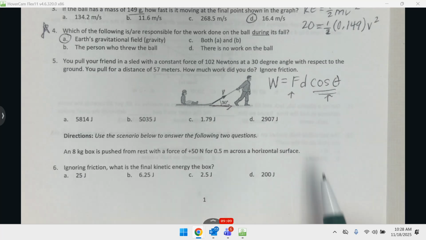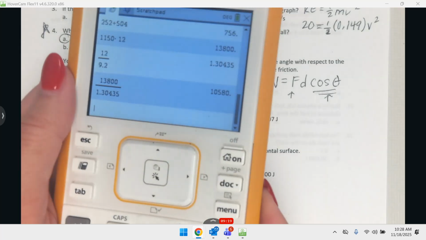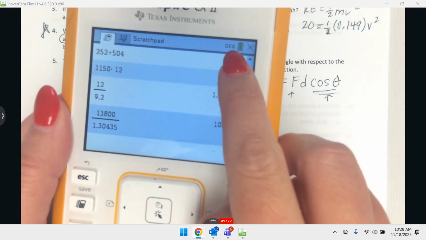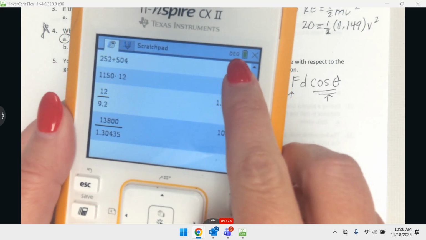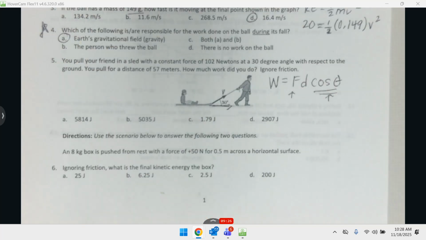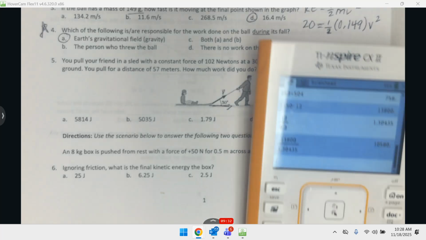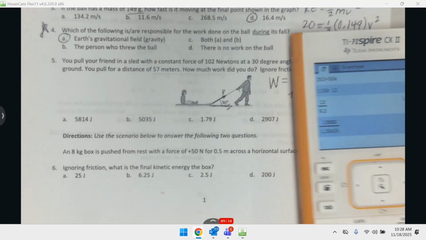When you plug in here, first things first, you do need to make sure your calculator is in degree mode. If you did this in radians, you're going to have a problem. If you look at the top of the calculator, it'll say DEG next to the battery indicator if you're using one of the Inspires. If it says RAD, you will need to switch it to degrees. This one's already in degrees, so I don't have to switch anything.